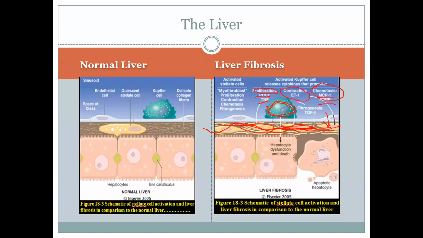The end result of this is going to be portal hypertension as a result of the contracting fibrous tissue that is now lining the perisinusoidal space, and also the death of the hepatocyte because it will no longer have access to the sinusoids. And as a result of that, it will undergo apoptosis.